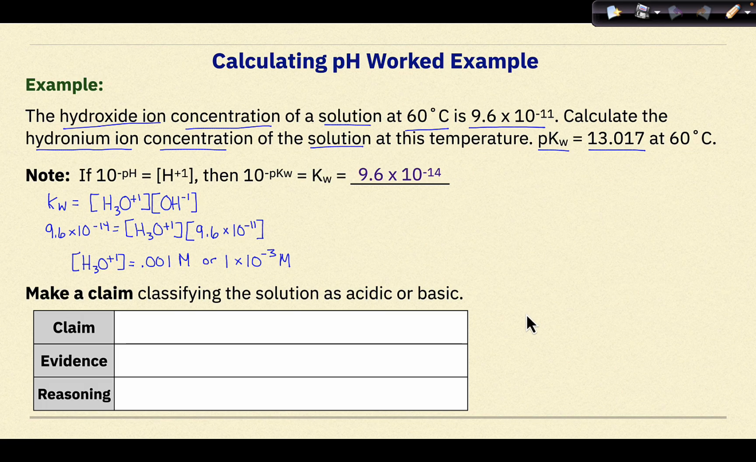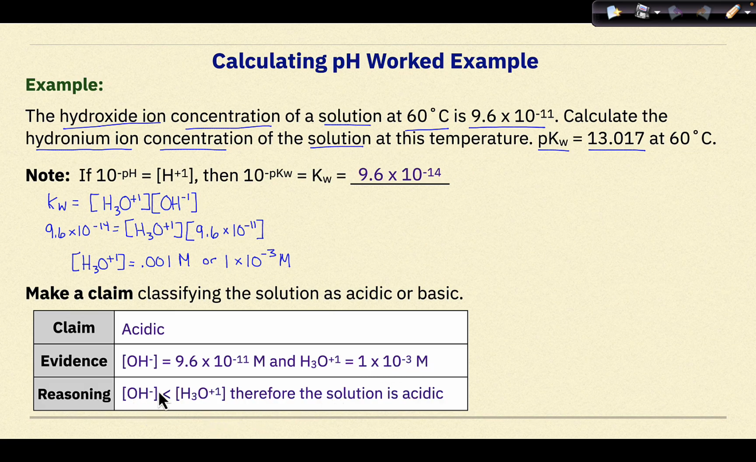So our claim here is that this solution is acidic. Our evidence is that our original hydroxide ion concentration is 9.6 times 10 to the negative 11 molarity, and our calculated hydronium ion concentration is 1 times 10 to the negative 3 molarity. Since the hydroxide ion concentration is less than the hydronium ion concentration, the solution is acidic.